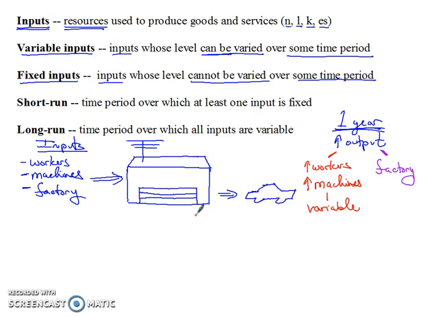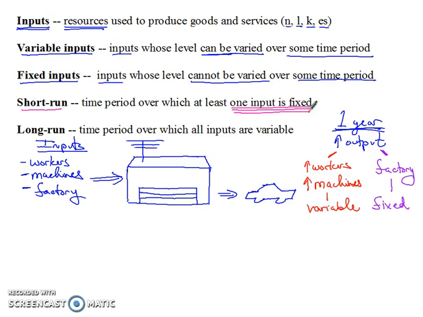And so in a 1-year time period, we cannot change the number of factories that we have. So in a 1-year time period, we're going to say that the factory is a fixed input. It's fixed. We cannot change it. We cannot alter it given the time period of only 1 year. Now, this allows us to think about the difference between short run and long run. So let's think about short run. Short run is a time period over which at least one input is fixed. There's at least one thing that can't be changed.